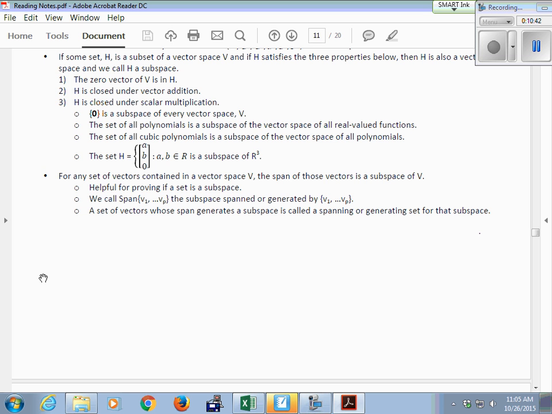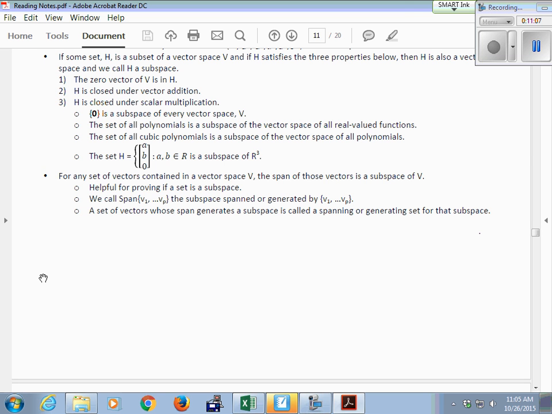So let's look at a subset of R3. We know R3 is a vector space. If I look at just this subset, all the vectors that look like (a, b, 0), it's a subspace because is (0, 0, 0) in there? Yep, just choose a and b to be 0, because a and b here can be any real number. So yeah, (0, 0, 0) is in there.